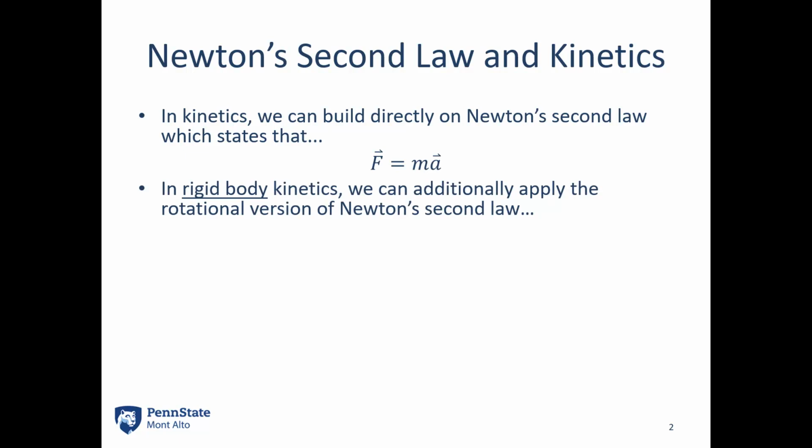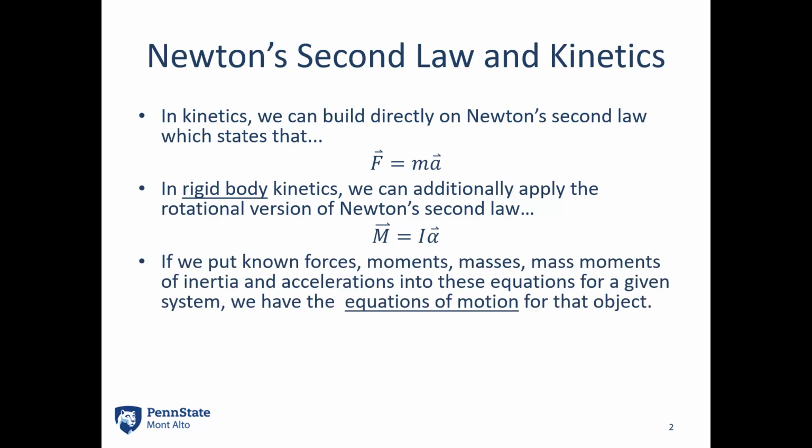In rigid body kinetics, we can additionally add the rotational version of Newton's second law, which is M equals I alpha. So that is the moment, the mass moment of inertia, and angular acceleration. If we put known forces, moments, masses, and mass moments of inertia into the above equations, for any given object or any given body, we're going to have the equations of motion for that object. These are similar to the equilibrium equations that we had in statics, except they are now equations of motion because they do not sum up to be equal to zero.